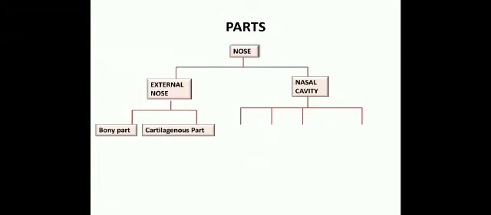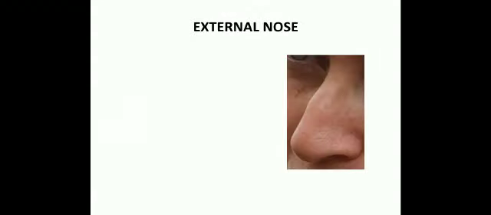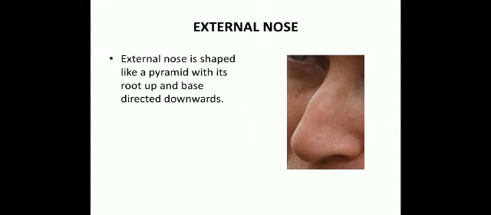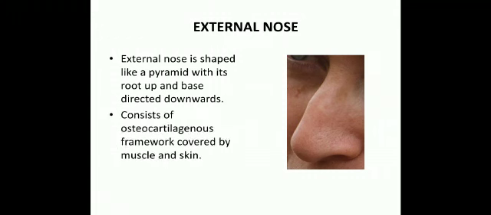The nose is divided into the external nose and the nasal cavity. The external nose again has the bony part and the cartilaginous part. The nasal cavity has the floor, the roof, the medial wall, which is nothing but the nasal septum, and the lateral wall. The external nose is shaped like a pyramid with its root up and base directed downwards. So, it is a pyramidal projection of the face. It consists of osteocartilaginous framework covered by muscle and skin.